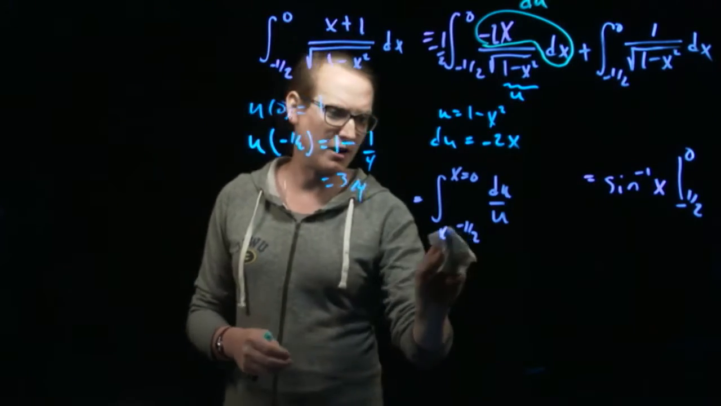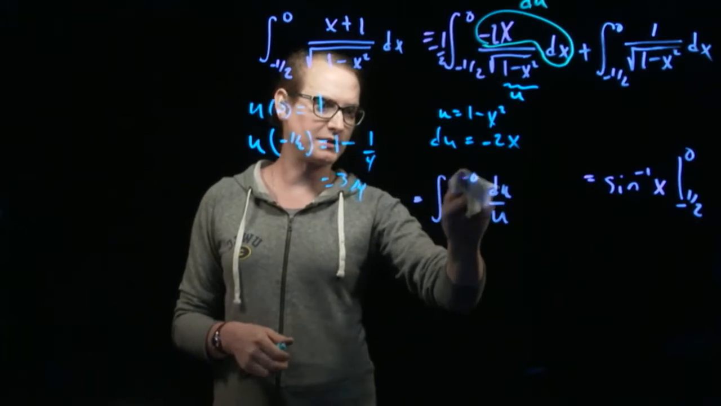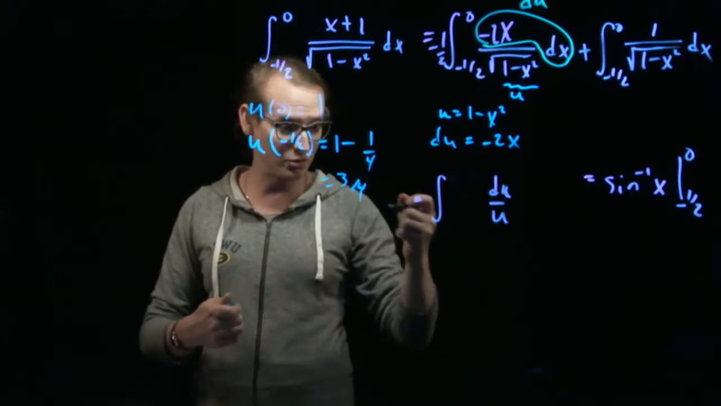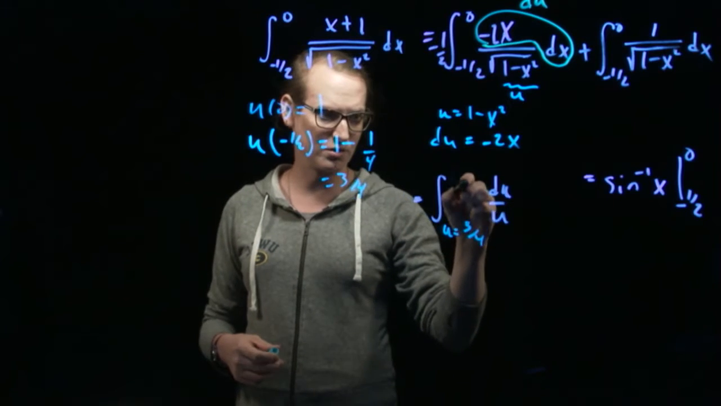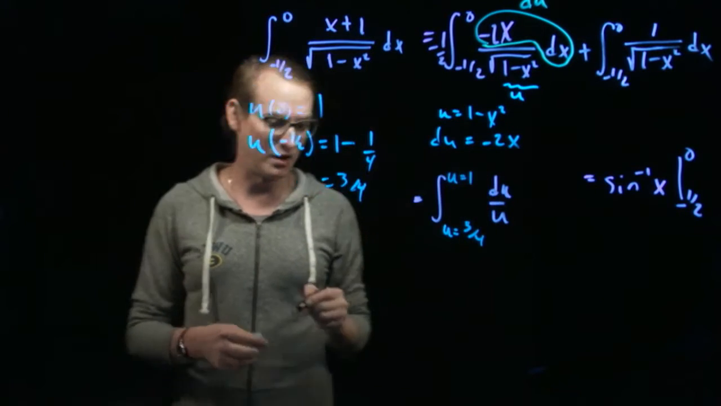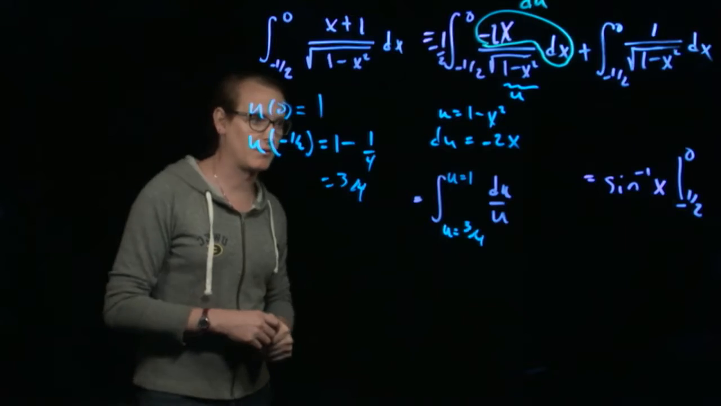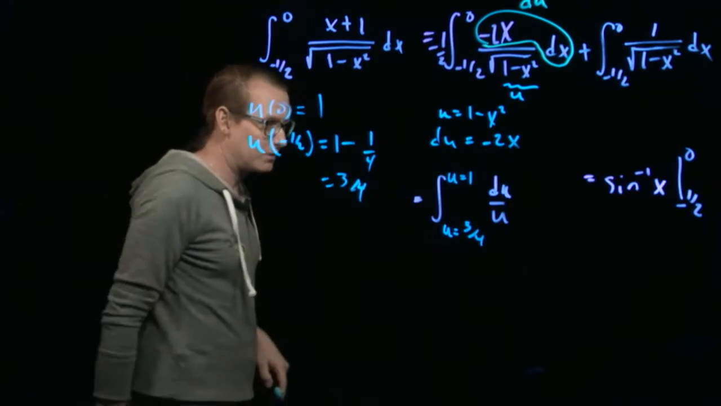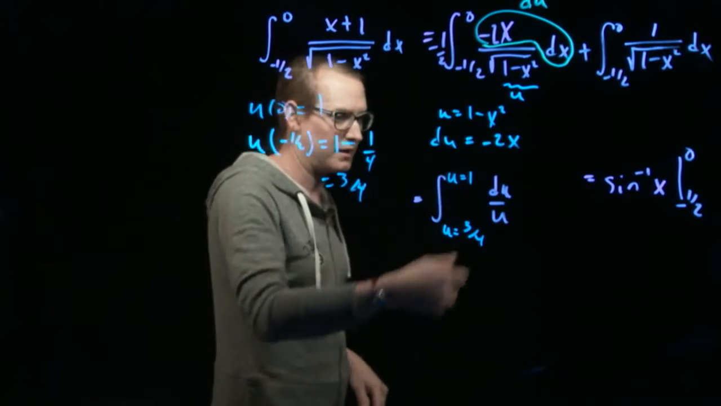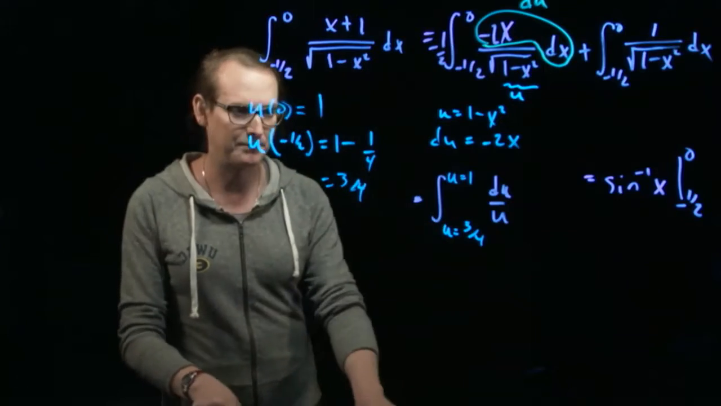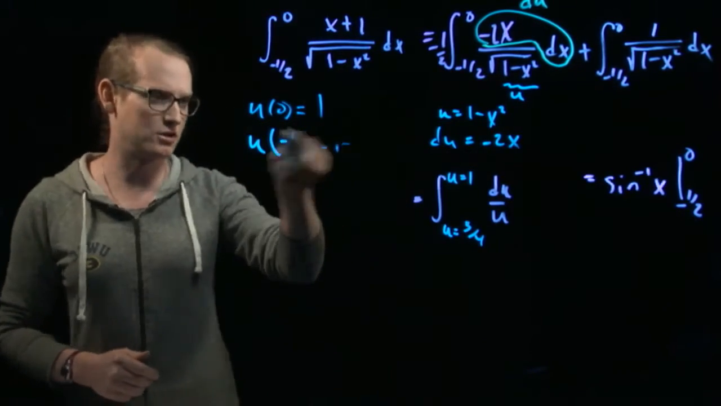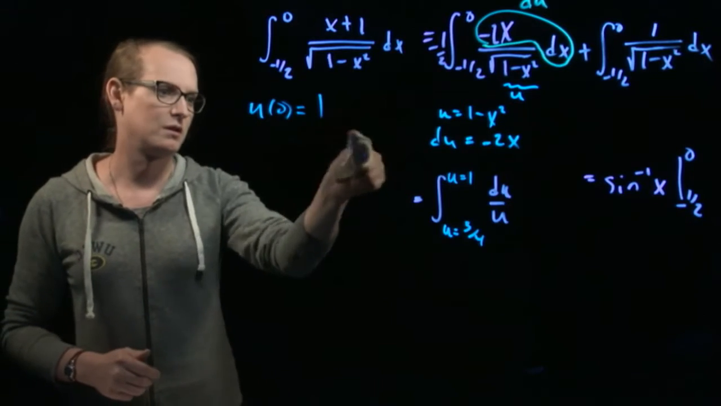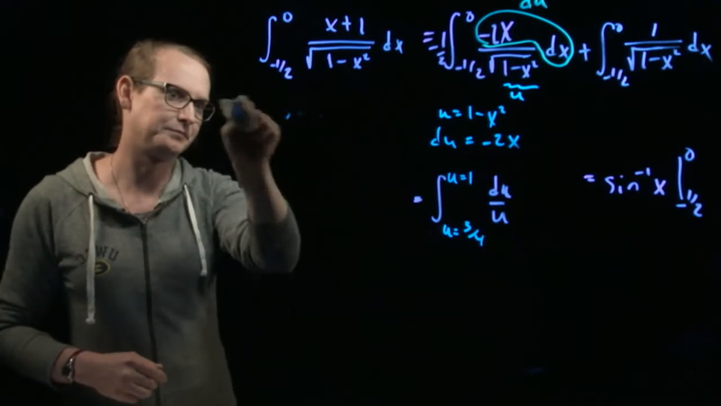So these bounds here are going to change from x equals and x equals into u equals and u equals. u equals 3/4 to u equals 1. And I like that because now it's just in terms of u, and I can go ahead and integrate. So I did my side work to transform my bounds of integration. Hooray!